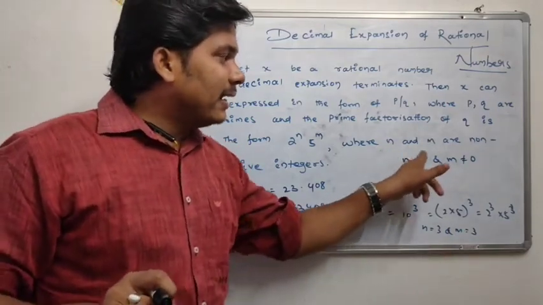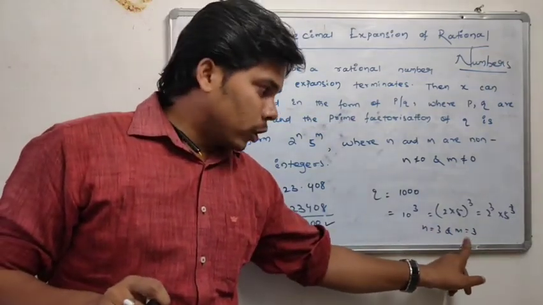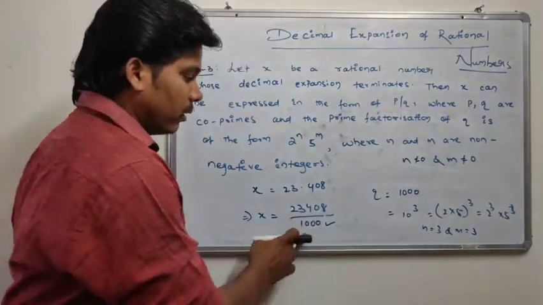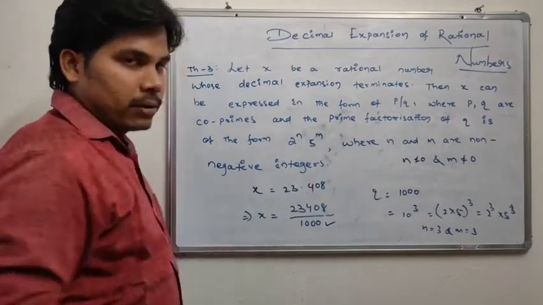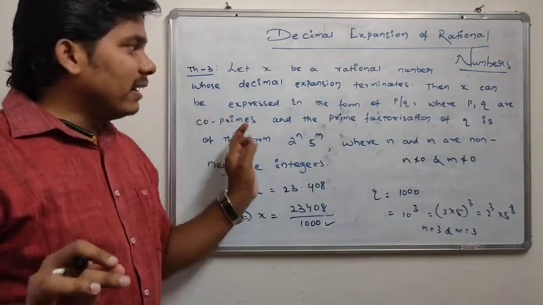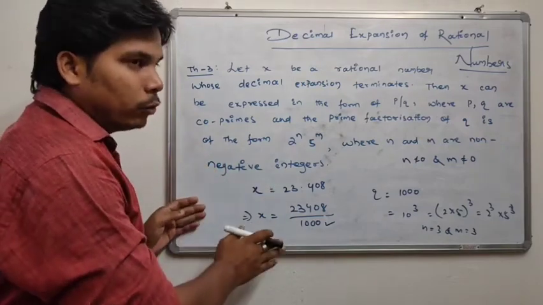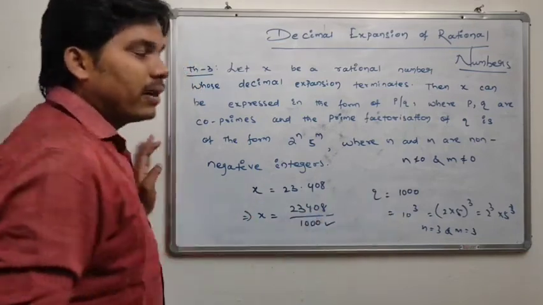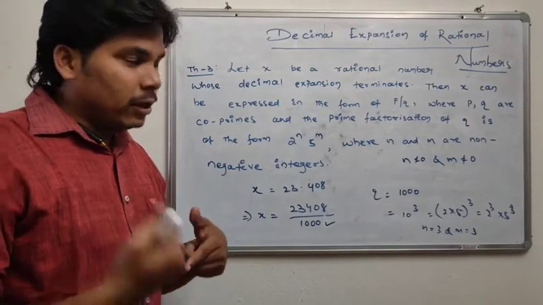As given here, n and m are non-negative integers, and q is in the form 2 power n into 5 power m. That is why this x is a rational number. Only one condition needs to be satisfied: when x is a rational number and can be represented in the form p by q, where p and q are co-prime, then q will be represented in the form 2 power n into 5 power m. This is our first theorem of this exercise.